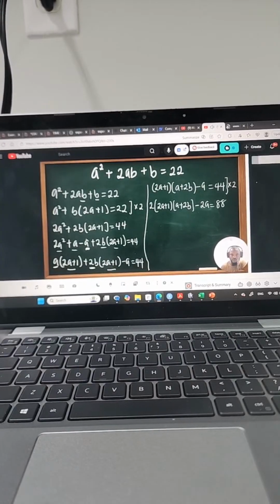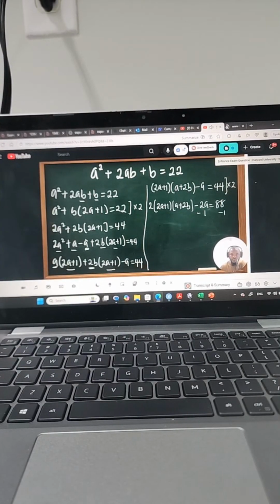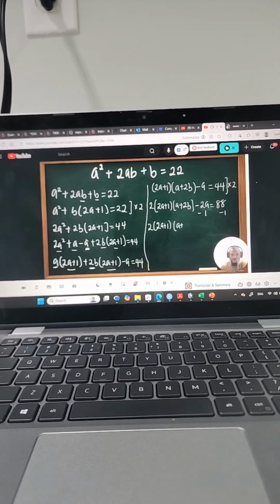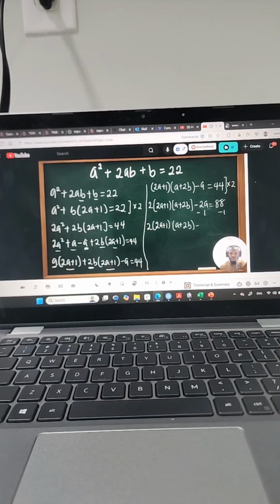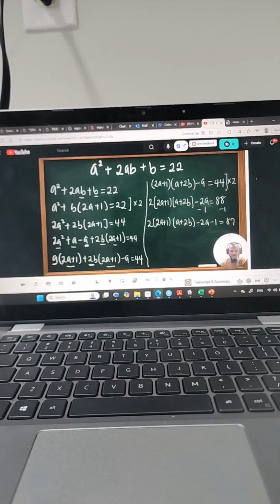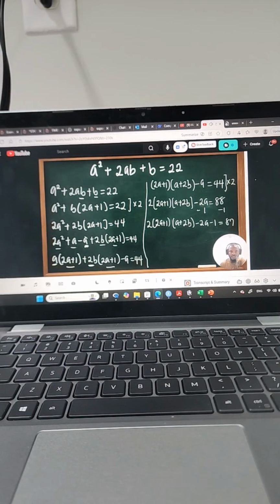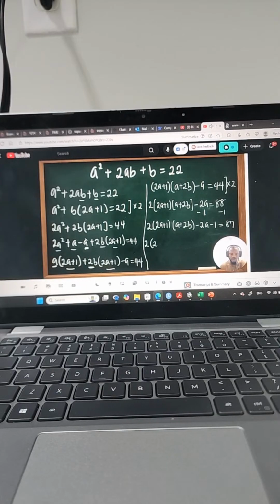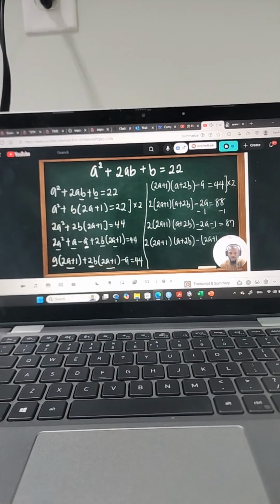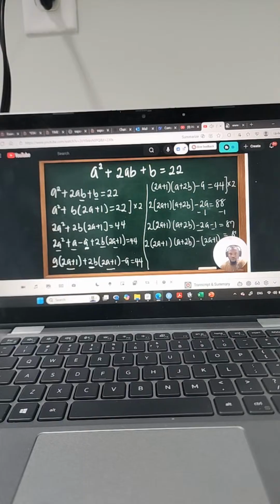So here, subtract 1 from both sides. From this given equation, we can write this as 2 into parentheses 2a plus 1, a plus 2b, minus 2a minus 1. And on the right hand side, you're going to have 87. Writing this given equation, you can have 2 into parentheses 2a plus 1, a plus 2b. Looking at this, let's factor out the negative sign. In the parentheses, you're going to have 2a plus 1 equals to 87.